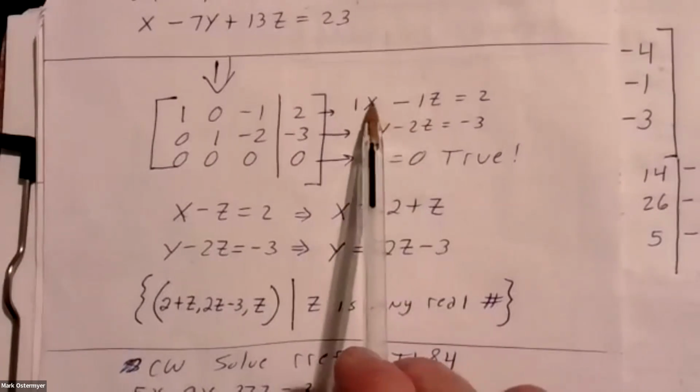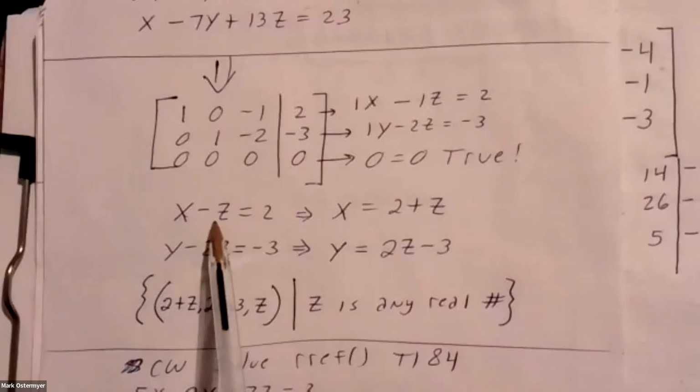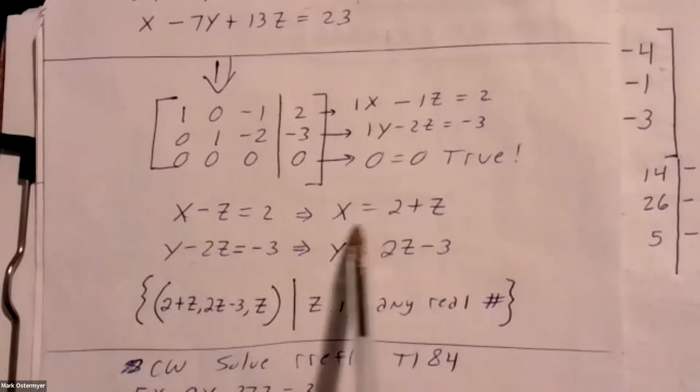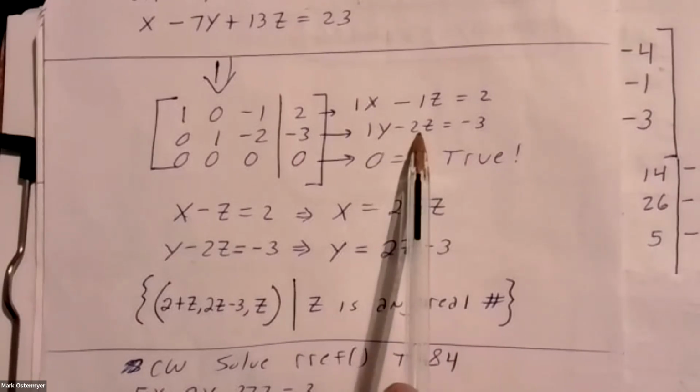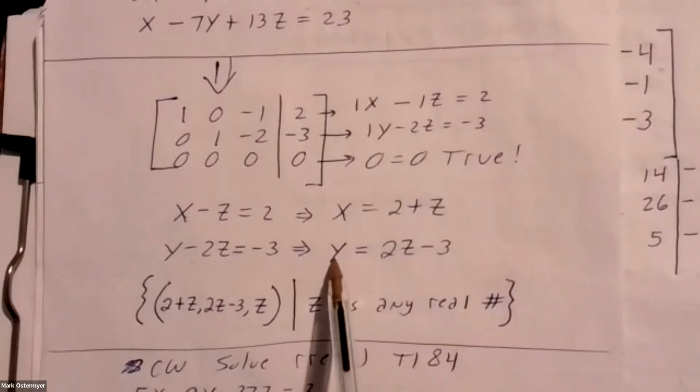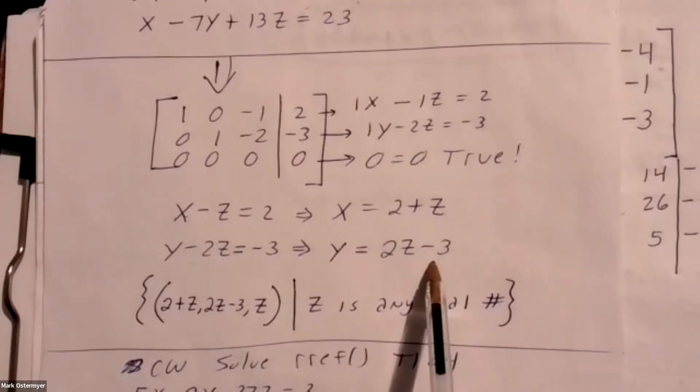So in other words, if I take equation 1 here and solve it for x in terms of z, I would have to add z to both sides, and I get x is equal to 2 plus z. If I solve my second equation for y in terms of z by adding 2z to both sides, I get this. Therefore, this is a very accurate way of representing what all ordered triple solutions to this system of 3 linear equations, 3 unknowns would look like.